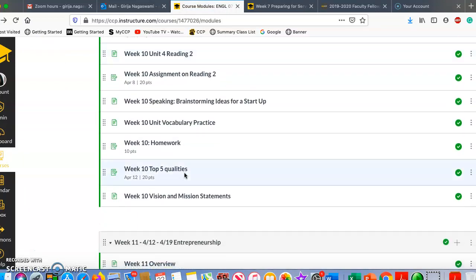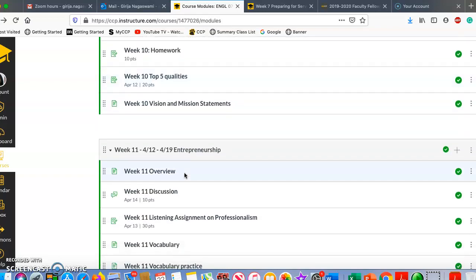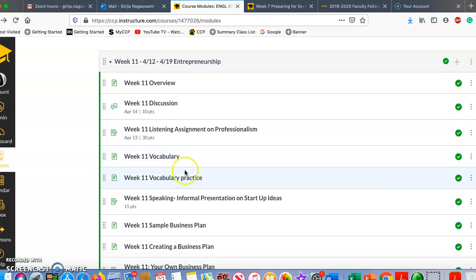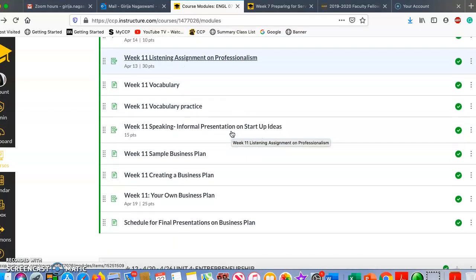And then, of course, they had to think about the top 5 qualities required in a successful entrepreneur and come up with vision and mission statements. Then they also listened to a lesson on professionalism in the business world. What does that mean? Then they presented their startup ideas very informally.